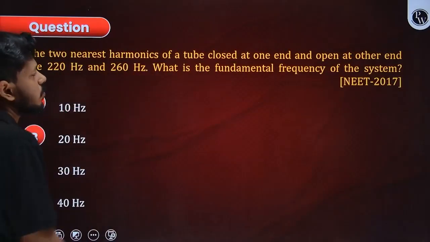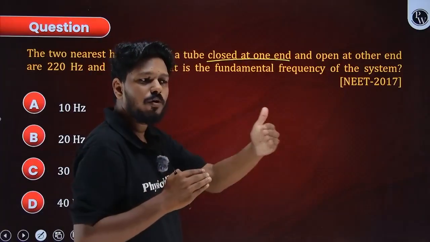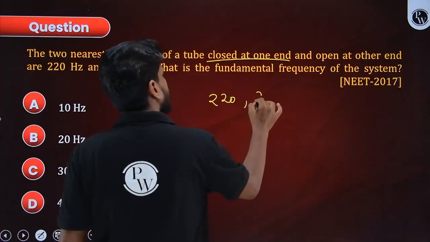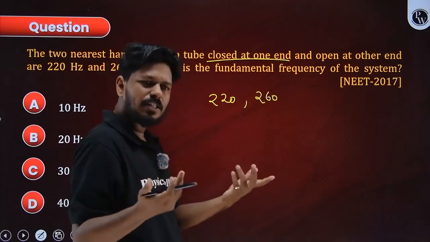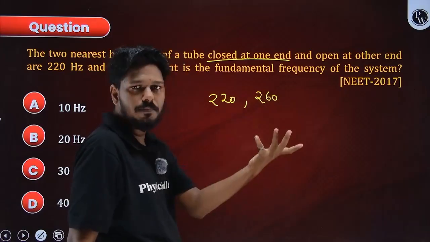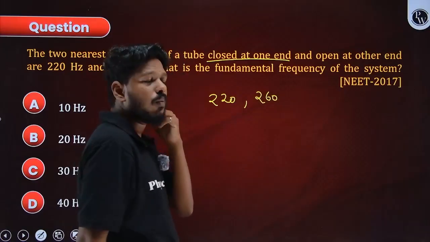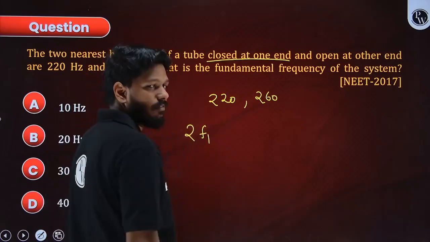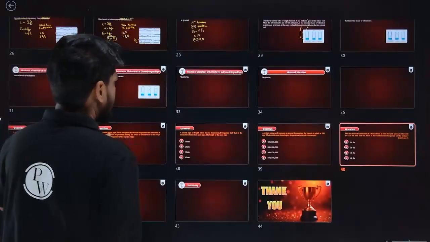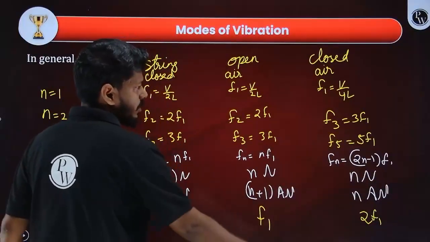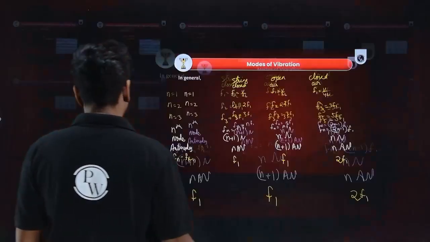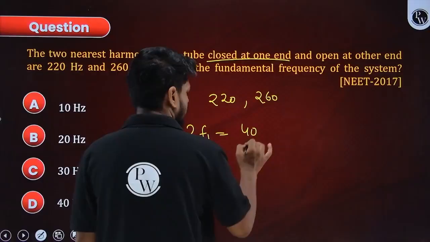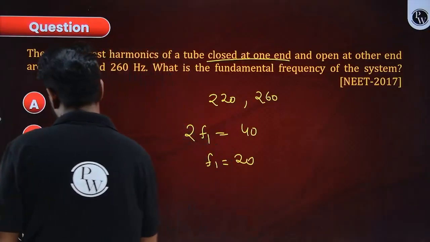Two nearest harmonics of a closed pipe. Closed pipe, next harmonics. Okay, neat question. The next harmonics of the closed pipe: one is 220, another one is 260. Okay. So for example, if this is F1, what is the next one, sir? F3. Correct. So F1, F3. What is the difference between the two, sir? The difference between two consecutive ones is 2 times F1 in a closed pipe. I have taught you that, right? So here, the difference between two consecutive ones is equal to 2 times F1. So 2 times F1 is equal to 40. So my F1 is equal to 20.